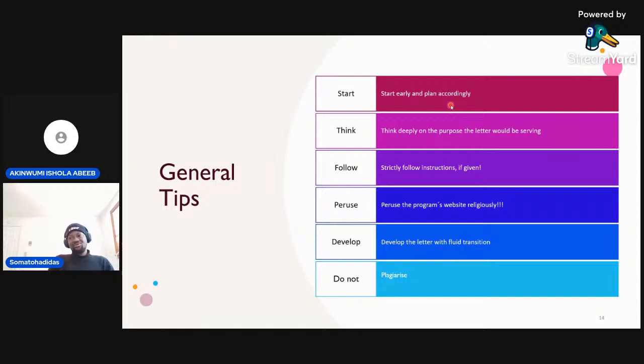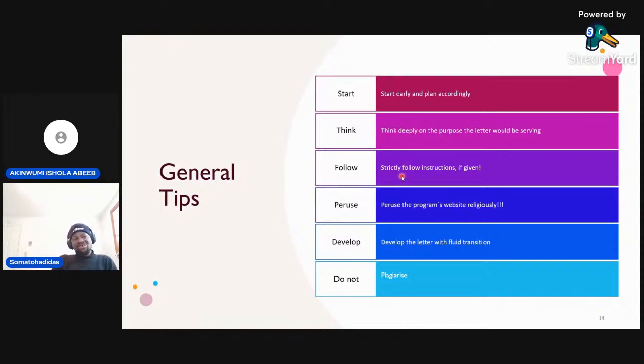It is never done that way. Those people you see getting scholarships and positions have planned accordingly over some months. Also, you have to think deeply on the purpose of the letter. What should this letter be portraying? It should be portraying your motivation for the program and the study, your potential, your capability, your resourcefulness. All these things are supposed to be shown.